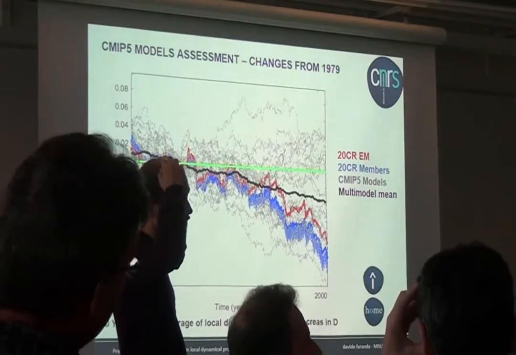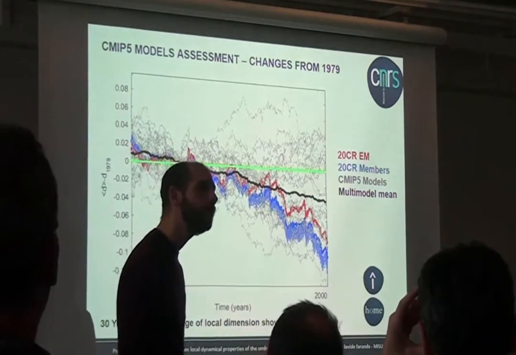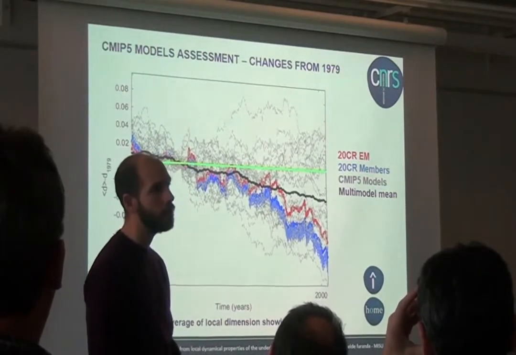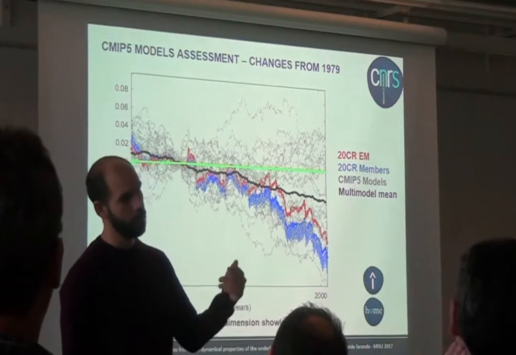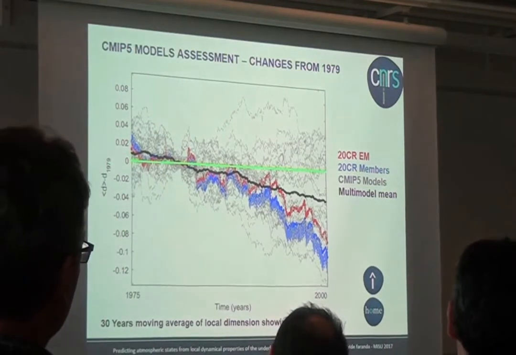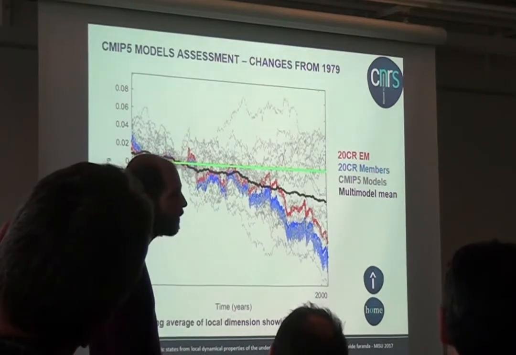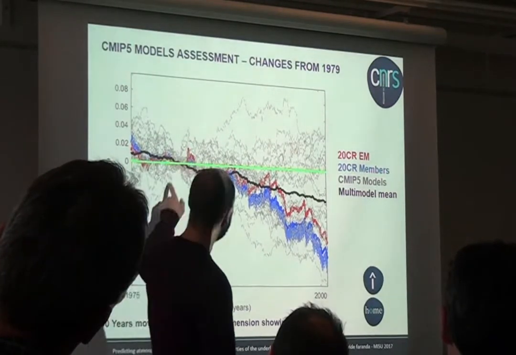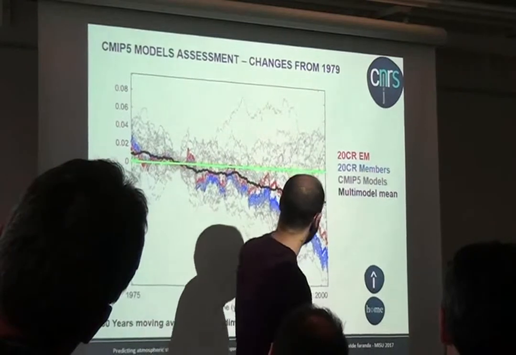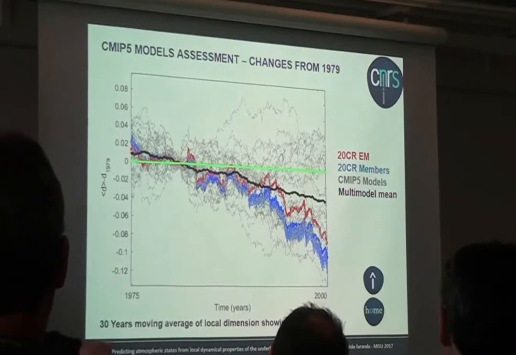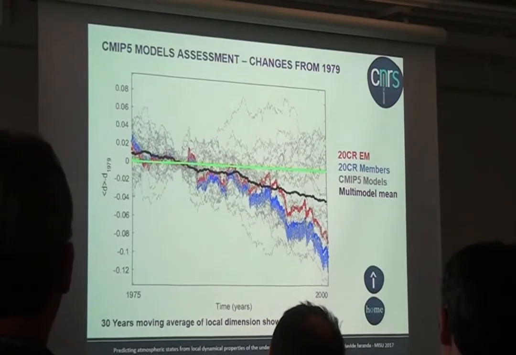Why is there any seasonality in that curve? Sorry? I don't see any seasonality in that curve. Do you think? It's a 30 year moving average. Oh, I see. Where's the answer for the pre-analysis? It also shows this decrease. Then other analyses show an increase. The ECMWF analysis shows an increase.